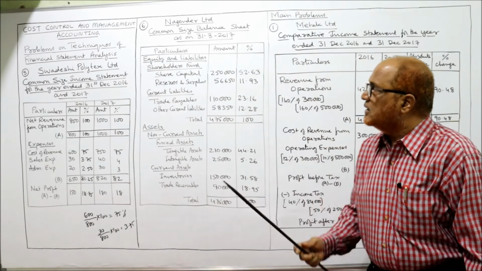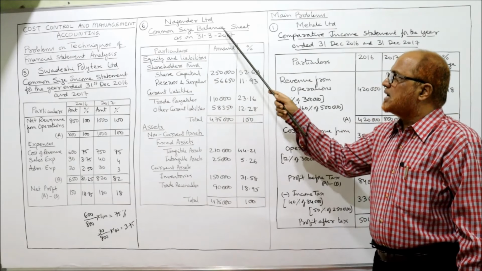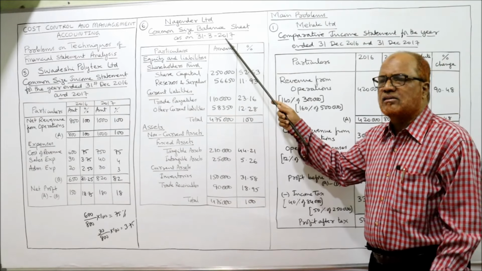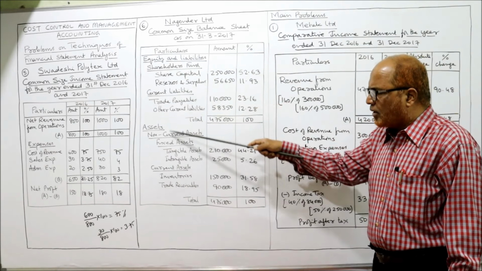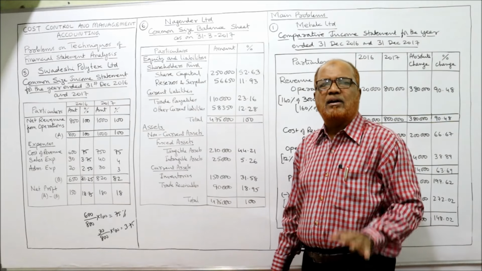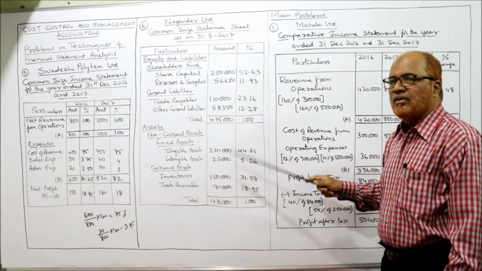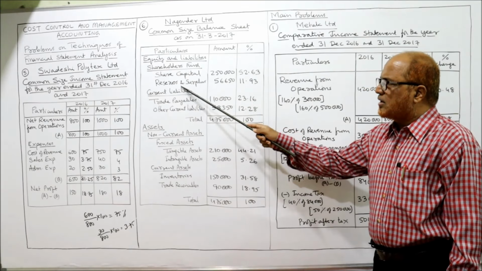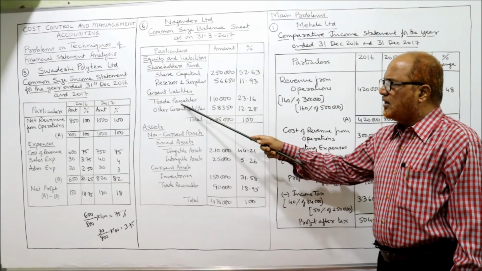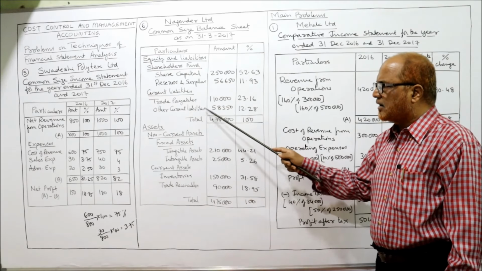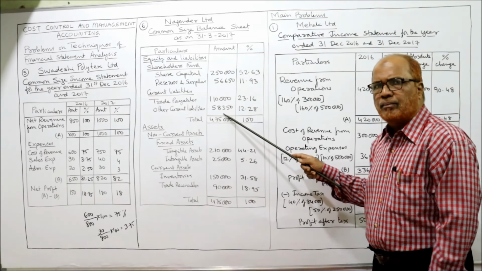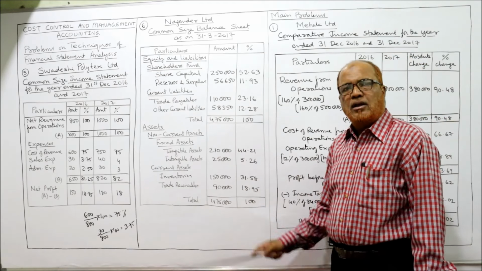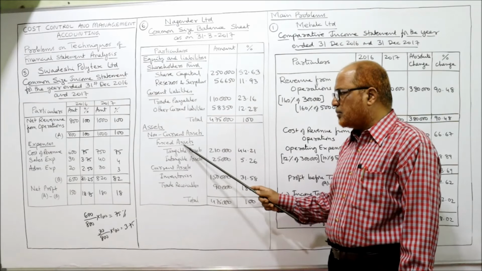Now, here you can see the heading. Nagendra Limited common size balance sheet as on 31st March 2017. Only 1 year data is given. The format, whatever format is given in the problem, same format I have given and same amounts I have taken. So share capital 2,50,000, reserves and surplus 56,650, trade payable 1,10,000, other current liability 58,350. It is given in the problem. Total of liabilities 4,75,000.